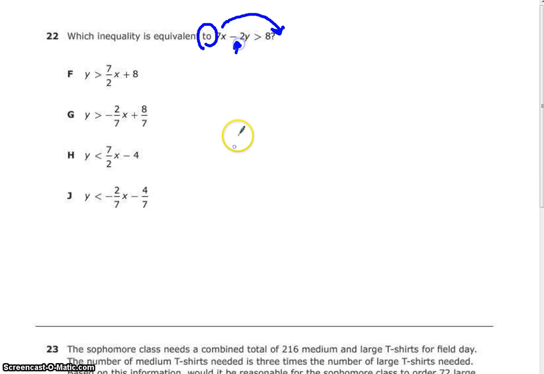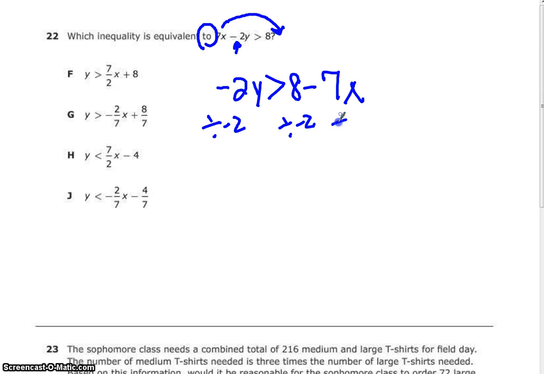The negative has to stay with the 2y. So negative 2y is greater than 8 minus 7x. Everything needs to be divided by negative 2. And so it cancels and leaves me y.